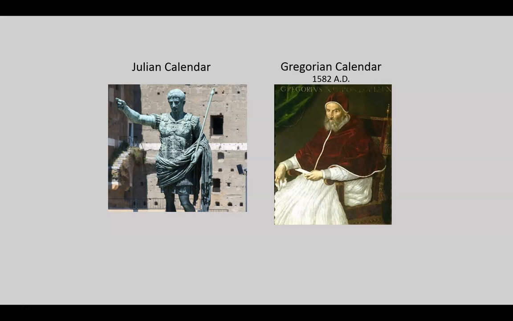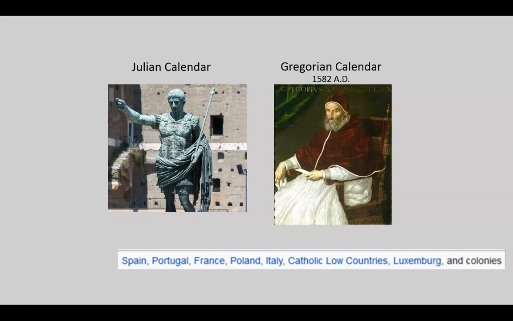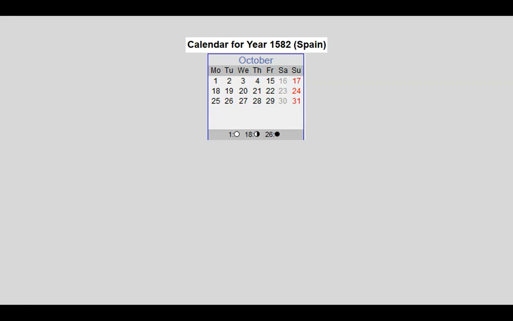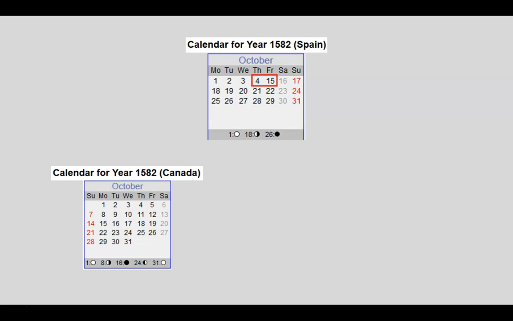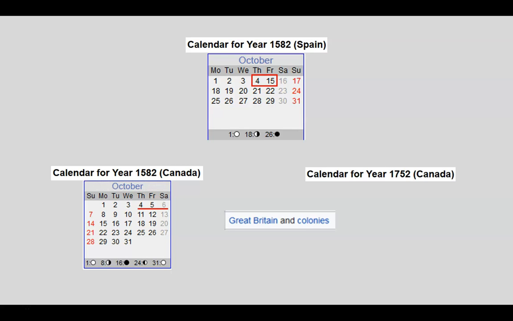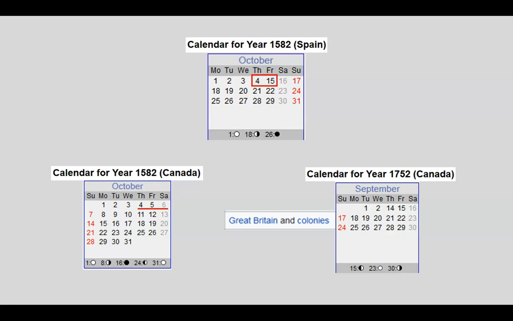However, it was not universally adopted by all countries at the same time. The first to adopt were the Catholic countries of Europe: Spain, Portugal, France, Poland, Italy, the Catholic Low Countries, Luxembourg, and certain colonies. In Spain, for example, the change occurred on October 4th. The next day was October 15th, a loss of 11 days. Canada was neither a country nor a colony, so the October calendar was unaffected. Great Britain and its colonies adopted the Gregorian calendar in September 1752. Here we see September 2nd going to the 14th the next day, again accounting for the loss of 11 days.